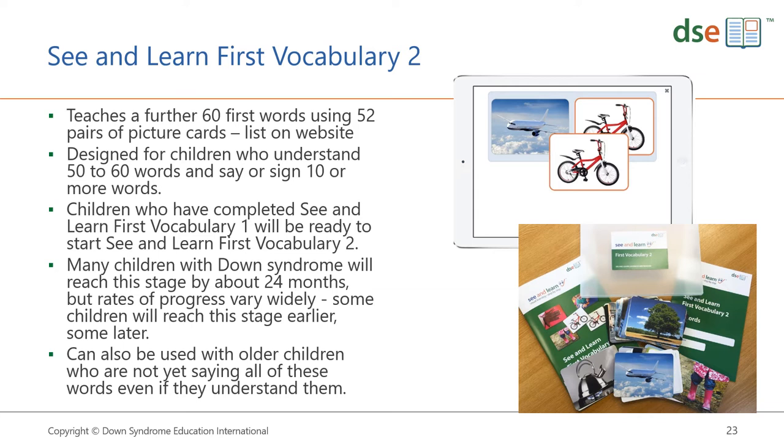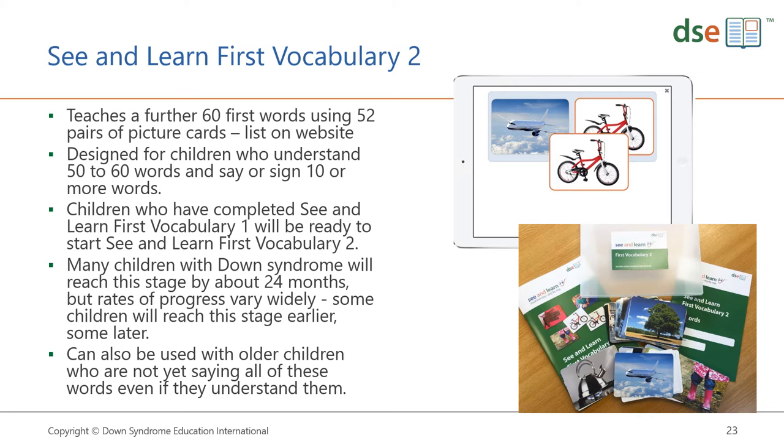Their comprehension is likely to be way ahead of their production. So if they understand most of those 50 or 60 words, even if they're only saying or signing 10 or more of them, we would move on. There's going to be a gap between the number of different words you're confident your child understands and the number they can sign and say. We don't want to hold back continuing their understanding of more words.